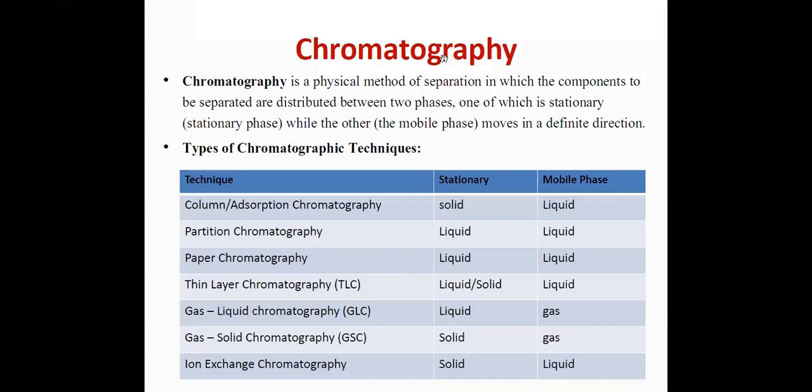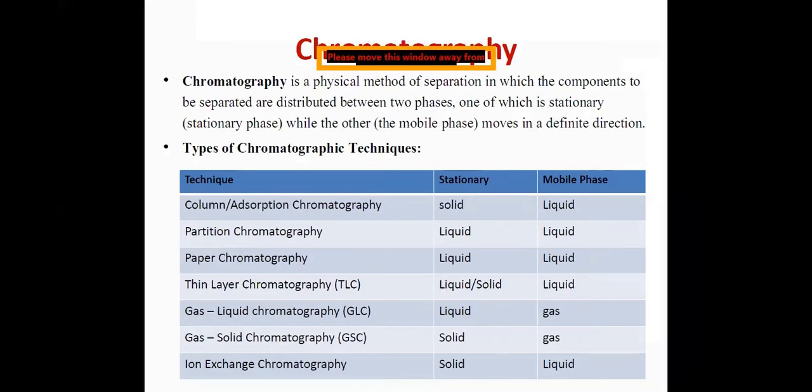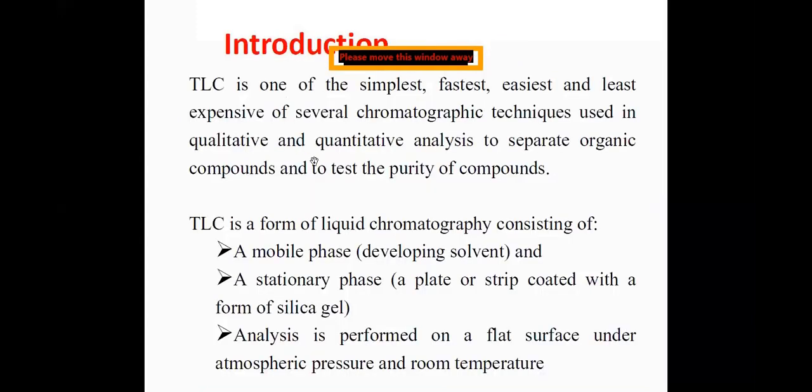So this is one of the most important techniques, having certain advantages over the other techniques, say column, or paper, or the different ones. Every technique of chromatographic separation has its own importance and its own uses as compared to the other chromatographic techniques. Easily one can compare here paper chromatography and thin layer chromatography.